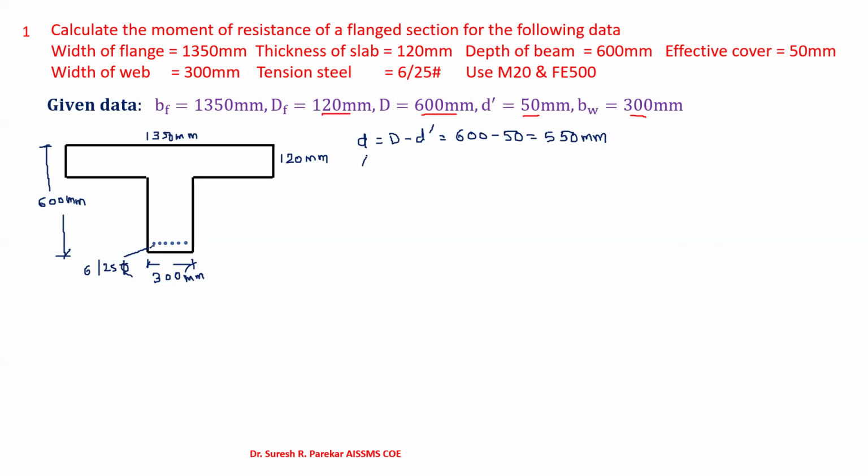We have given Ast, which is 6 bars of 25 torque. So 6 into pi by 4 into 25 square, which is equal to 2945.24 millimeter square. Then we have fck 20 Newton per mm square. Then we have fy, that is 500.